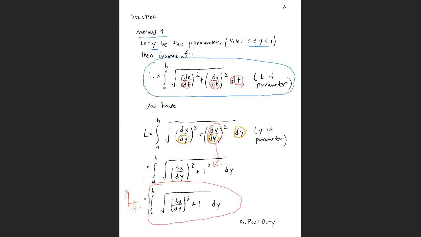So the arc length formula now collapses into this formula. And this is actually formula 3 in section 6.4 in the textbook. There's another formula for when you're treating x as the parameter. But this would certainly be okay. Are there any questions on that?